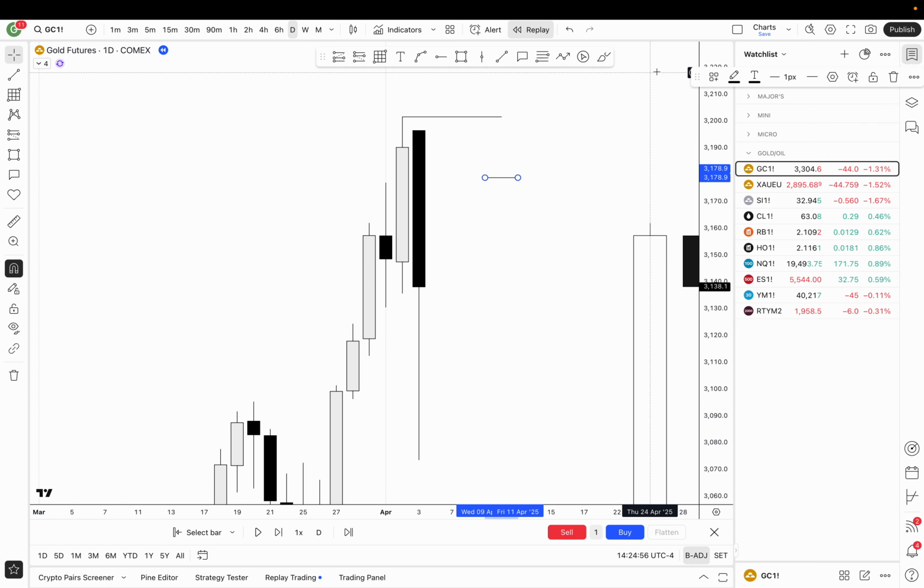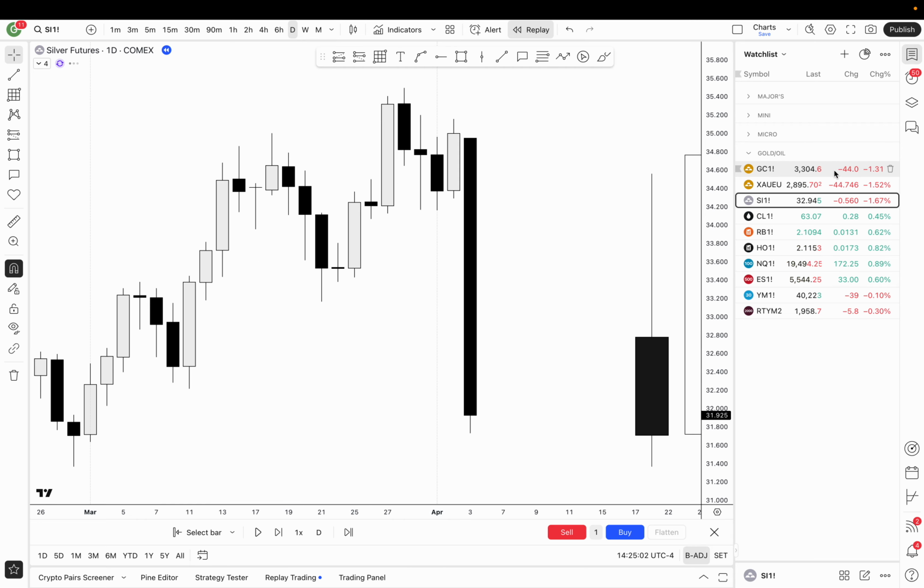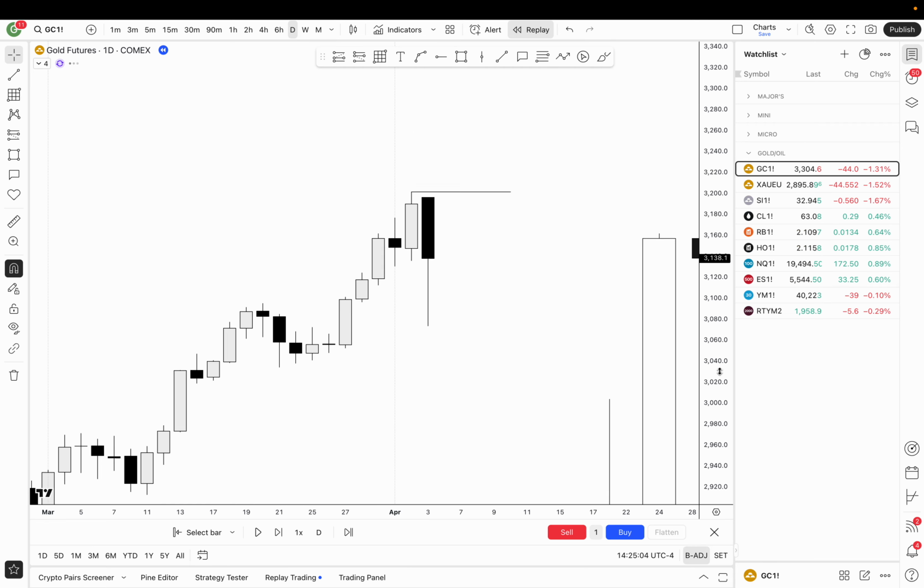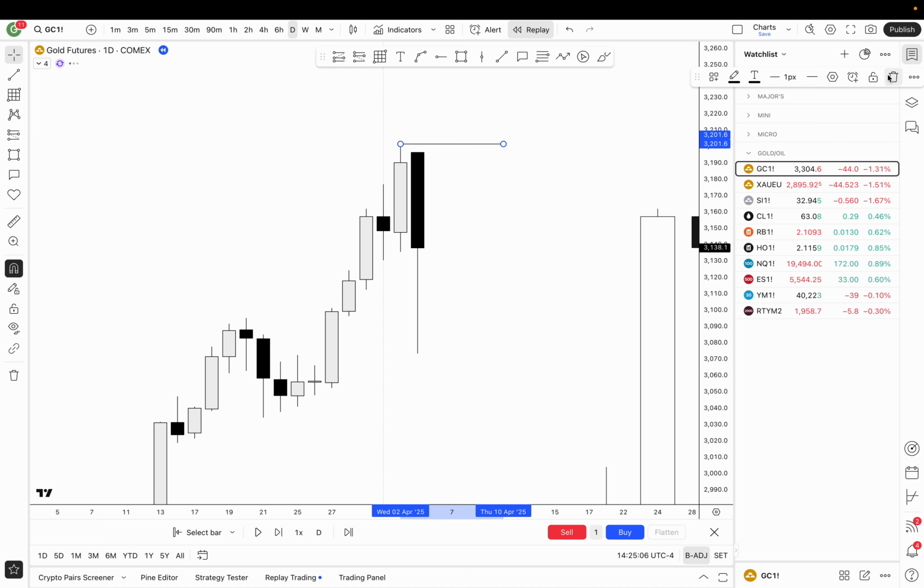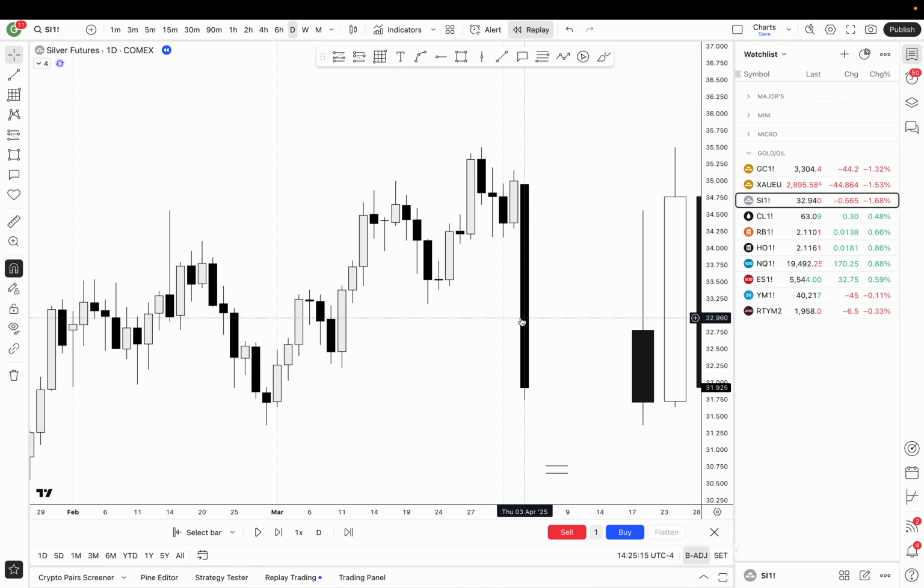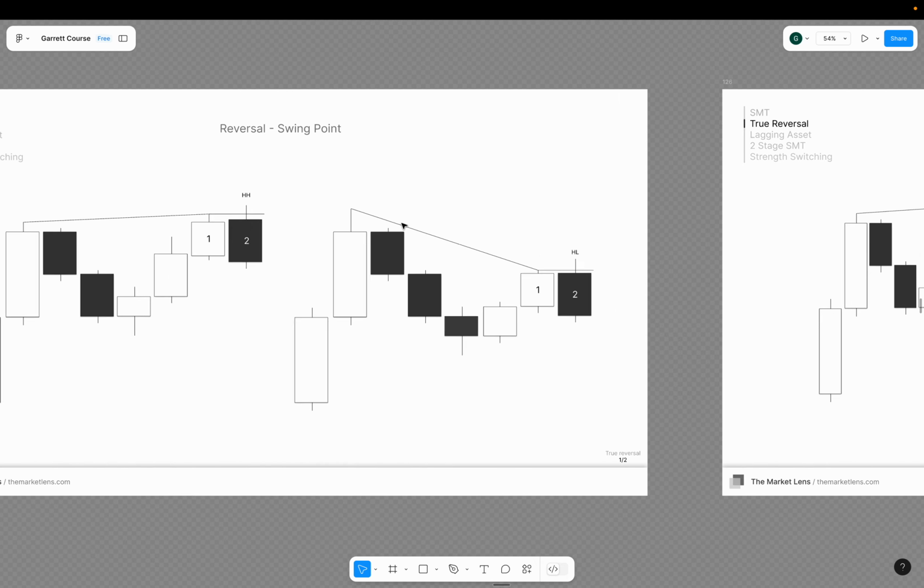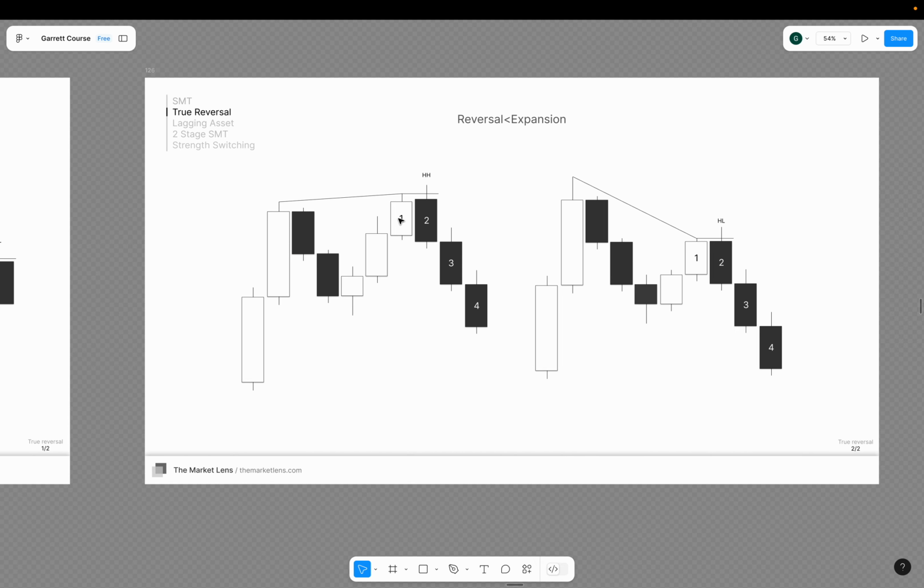You have internal to external. You even have SMT at this low. You even have SMT here. Look at silver. We take out this low. So people are going to pattern trade this and think that gold is going to expand, right? But it's not the case, because what do we need? What do we need the sweeping asset to do? It needs to reverse, right? Like we have here. Both assets have to expand away.